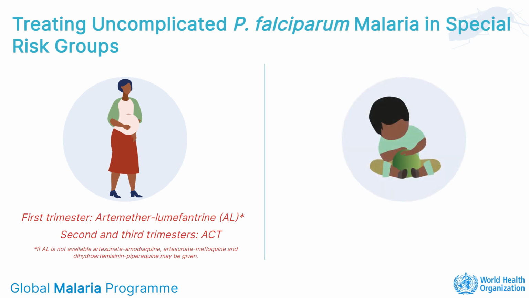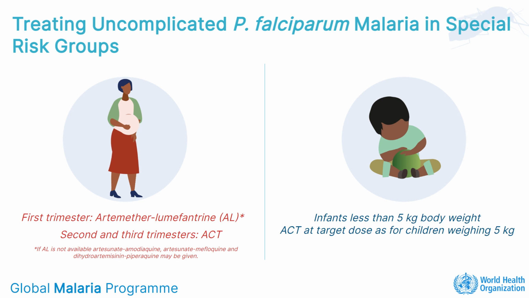Artemisinin derivatives are safe and well tolerated by young children. Therefore, the choice of ACTs is determined largely by the safety and tolerability of the partner drug. Infants weighing less than 5 kg body weight with uncomplicated Plasmodium falciparum malaria should be treated with an ACT at the same target dose as for children weighing 5 kg. Delay in treating Plasmodium falciparum malaria in infants and young children can have fatal consequences, particularly for more severe infections.